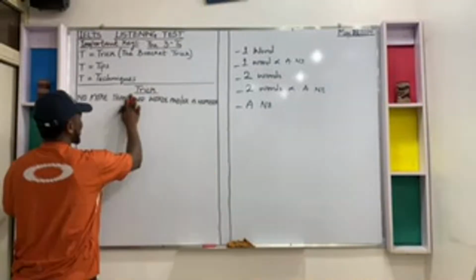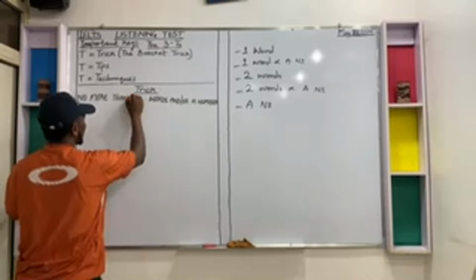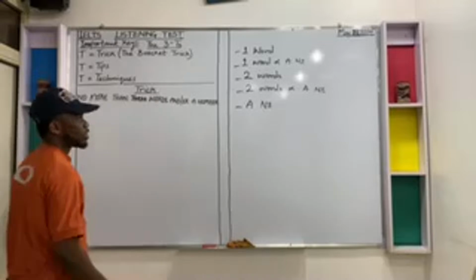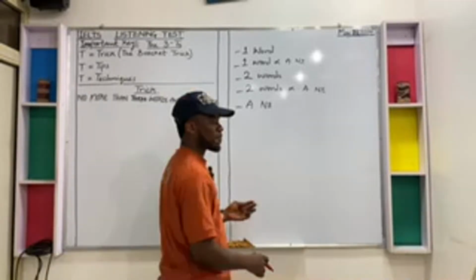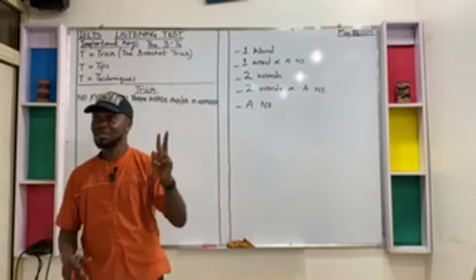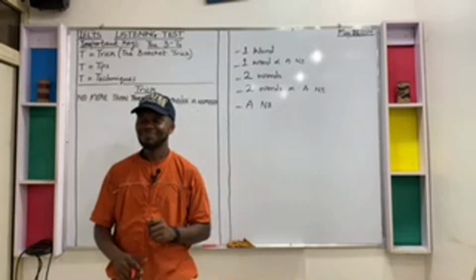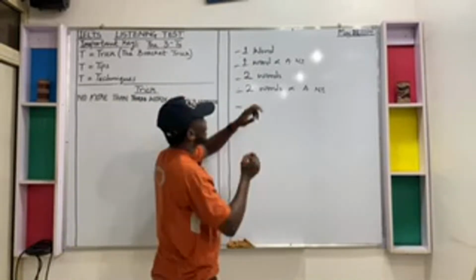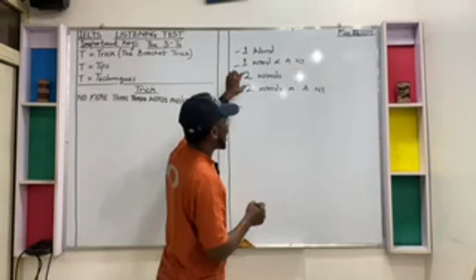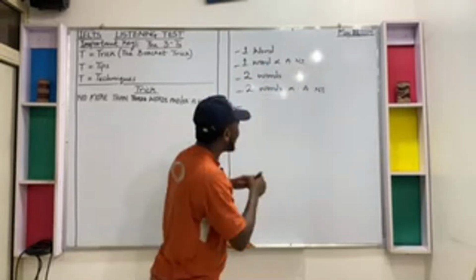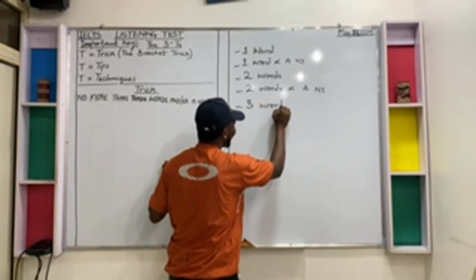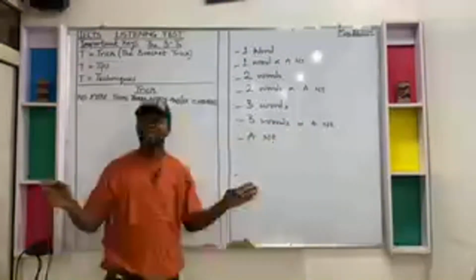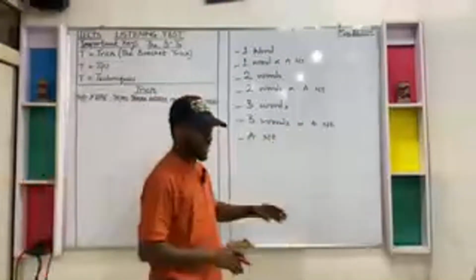About a section that would say no more than 3 words or a number. What does that mean? Your answers are limited to that. It can be 1 word answer. It can be 1 word and a number. It can be 2 words. It can be 2 words and a number. It can be 3 words. It can be 3 words and a number. Now, these are the different interpretations.